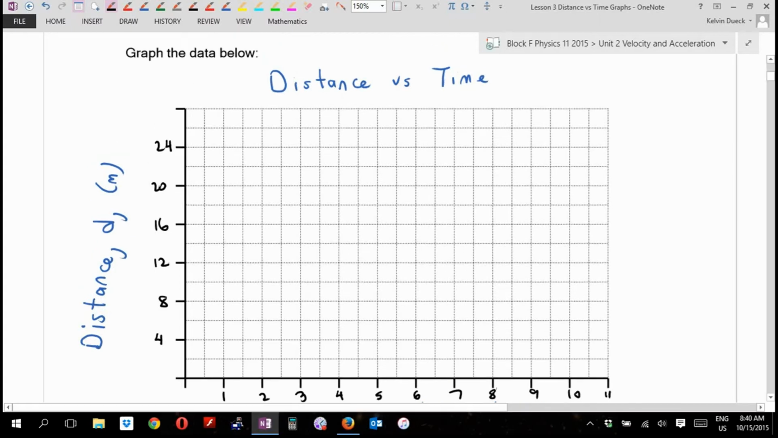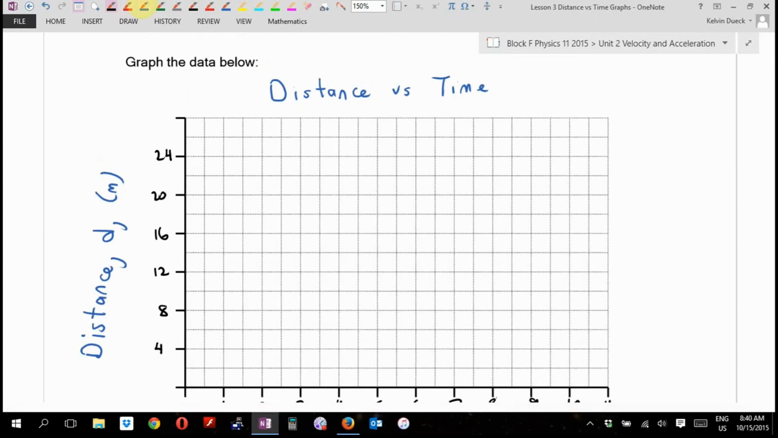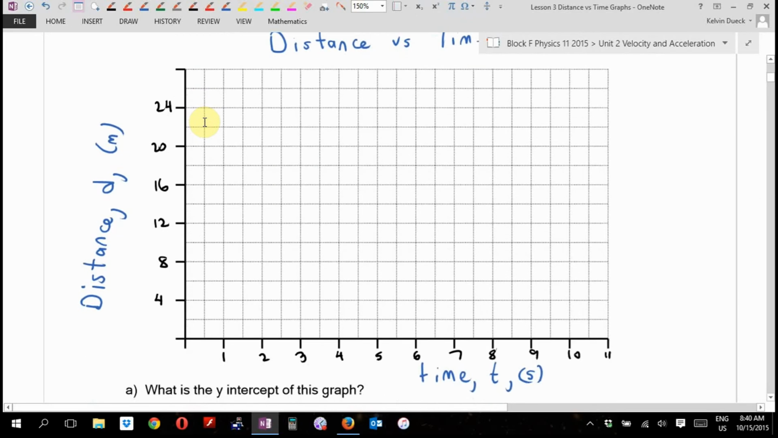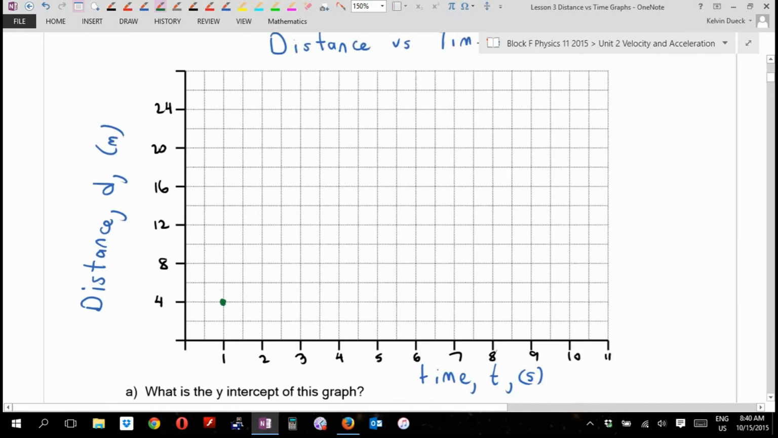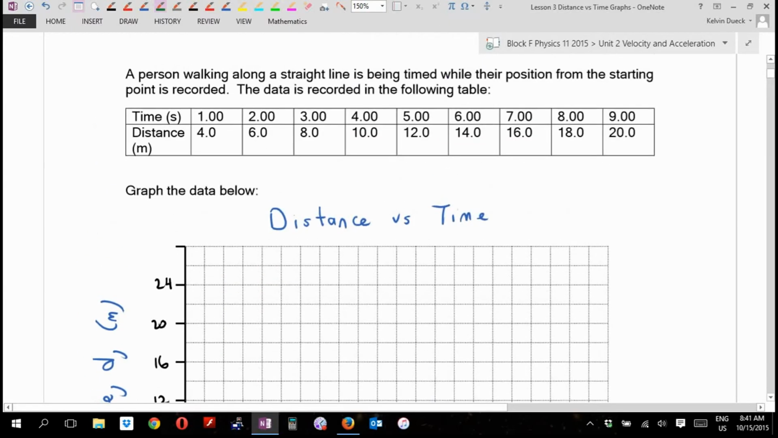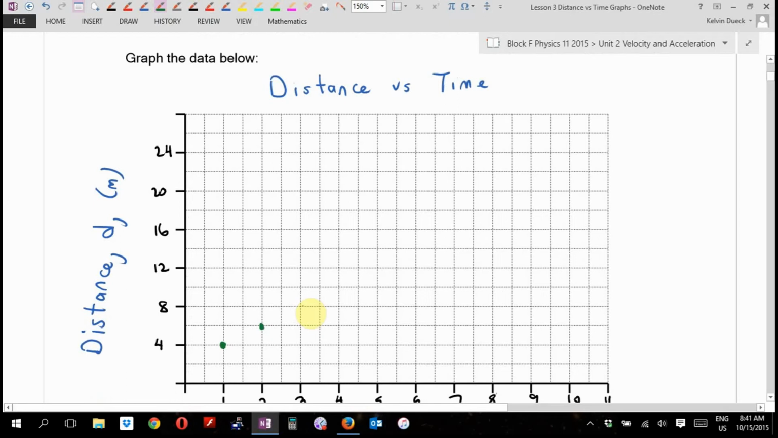Let's graph it. I'll go with green for go, for moving. 1 second in, we're at 4 meters. 2 seconds in, we're at 6 meters, which I guess would be 1 square higher and 2 squares over, based on this scale. 3 seconds in, we're at 8 meters. Oh, I'm spotting a pattern. Looks like on my graph, I'm going to go up 1, over 2, up 1, over 2.